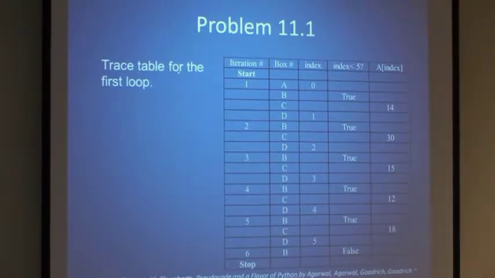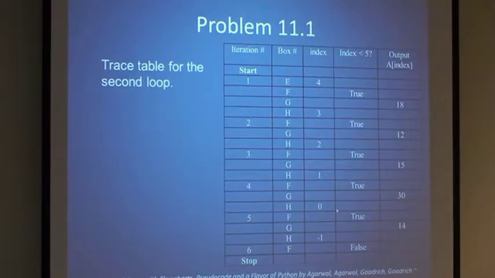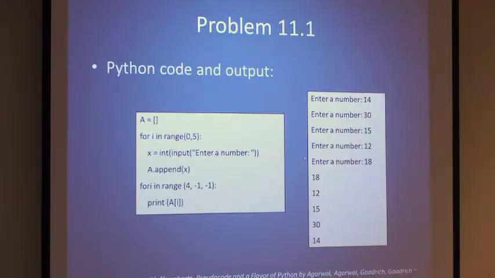Trace table for the first loop. It clearly tells you that A sub index is going to be this. But please note the index is changing. When it becomes 5, the loop stops because this condition is false, right? Okay, I'm not going to go through this because it's there. You can read over and over again from the book. This is for the second loop. You print out 18, 12, 15, 30, and 14. It says output here, right? In reverse order.